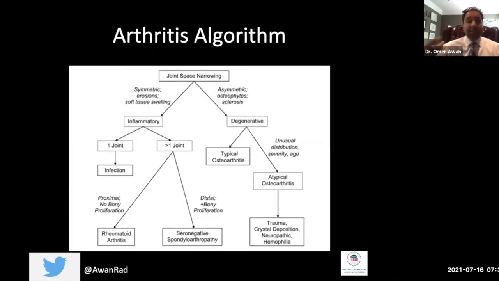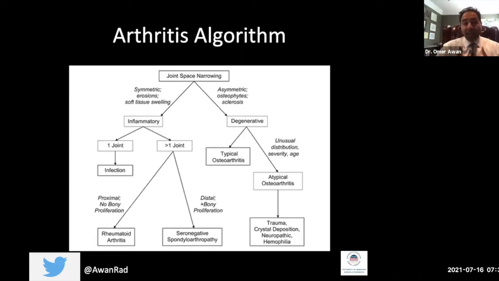So that's in a nutshell how I want you guys to approach arthritis, okay? I want to come back to this algorithm because I think it's that important for you guys to understand a gestalt of how arthritis is characterized. Again, joint space narrowing is seen in all arthritides, not just DJD, right? But the key is, is the joint space narrowing symmetric or asymmetric? If it's symmetric, you want to be thinking about an inflammatory arthritis. If it's asymmetric, you want to be thinking about a degenerative arthritis, right?